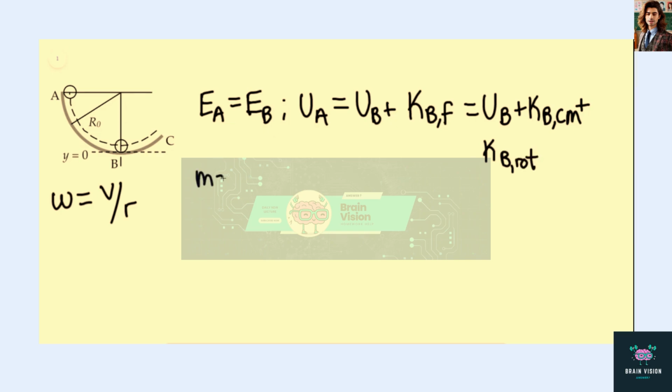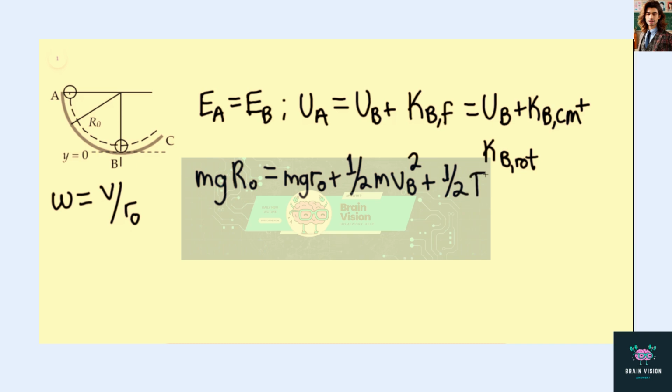And so we can say mgR equals mgr. So we're actually accounting for the gravitational potential energy of the ball even at point B. And this will be plus 1/2 times mass times the velocity of b squared. So that would be the translational kinetic energy, and then plus the rotational kinetic energy, 1/2 times the moment of inertia times the angular velocity at b squared.